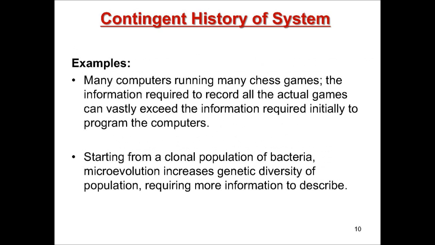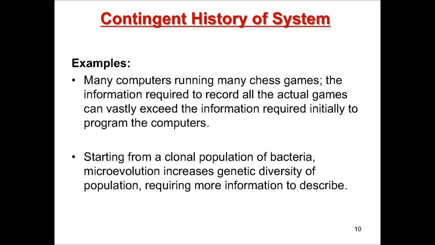So for example, you just have a lot of computers and you train them all to do the rules of chess and just have them start playing chess, and you record every game. After a while, the amount of information required to describe every game ever played by these computers vastly exceeds the amount of information required to program the computers in the first place. And it's the contingent history of this computer choosing this chess move, and then this move chosen, and this move chosen, and this move chosen, which generates that real information.